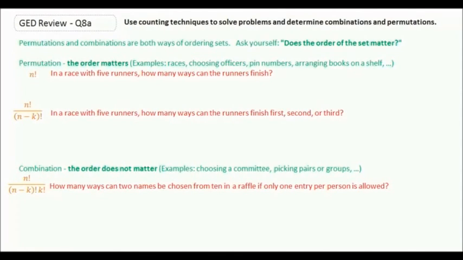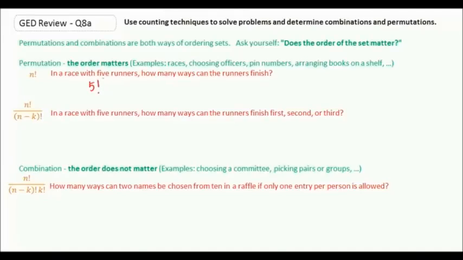Two things can happen with permutation. We can either order everything in the set, or we can just choose to take a couple things from the set and order those. In our first example, it says, in a race with 5 runners, how many ways can the runners finish? So in this case, we're ordering all 5 runners. And to do that, we're going to take the number we have, which is 5, and we say 5 factorial.